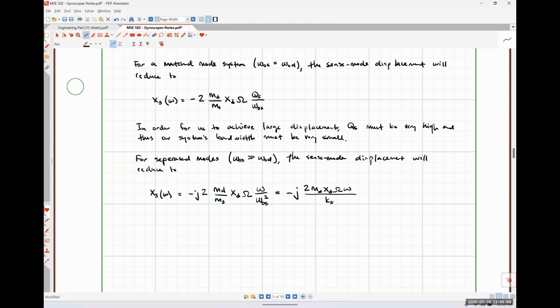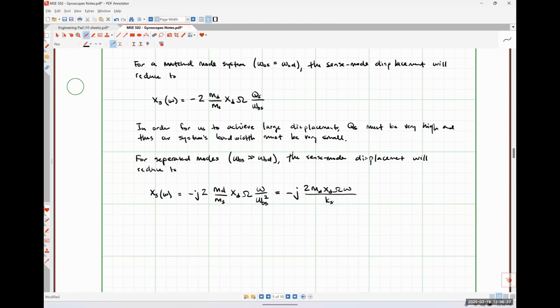So in this particular system, our sense mode displacement will actually lag behind our drive mode displacement, which again lags behind our applied force. So we've got a significant delay between our force being applied and us actually generating a sense mode signal.